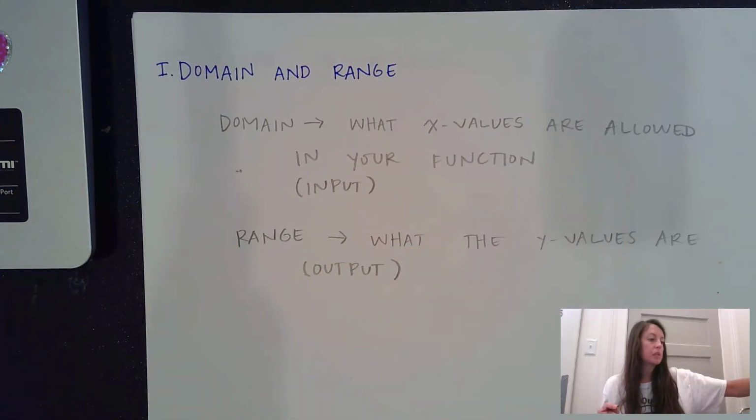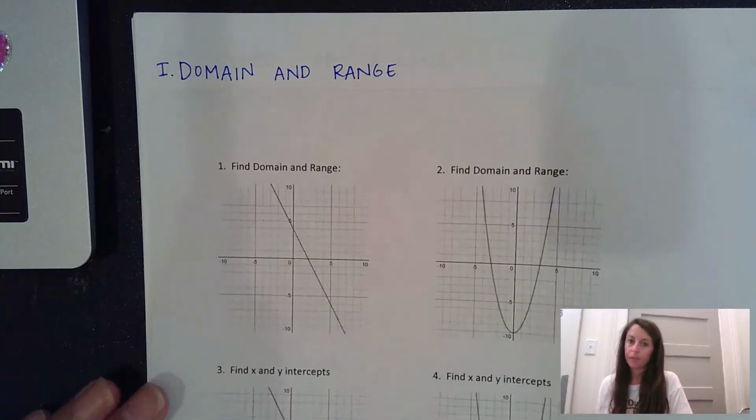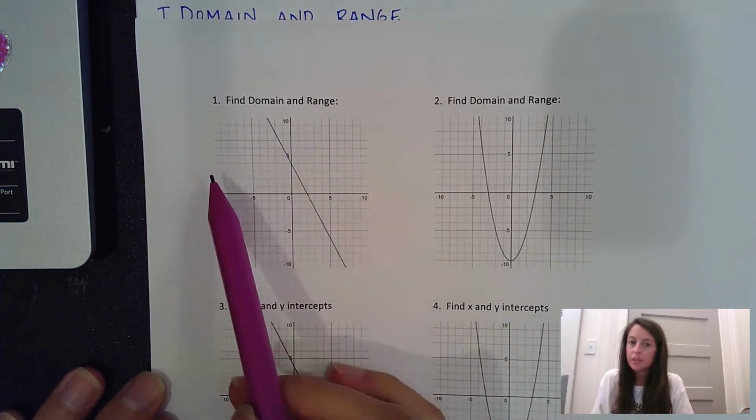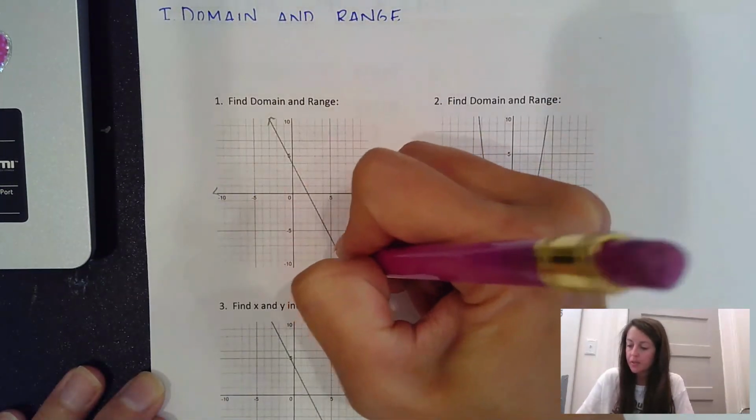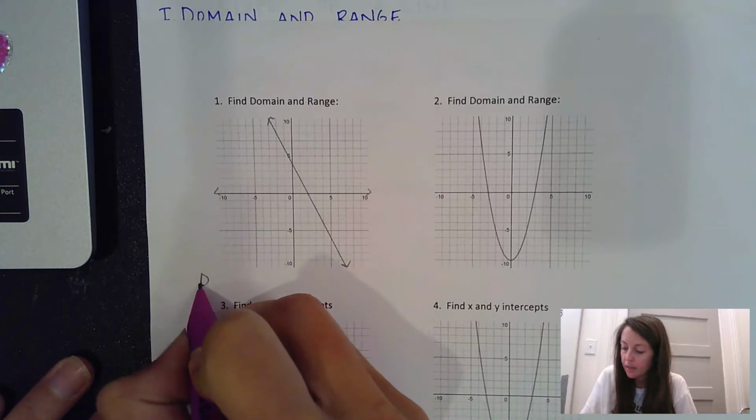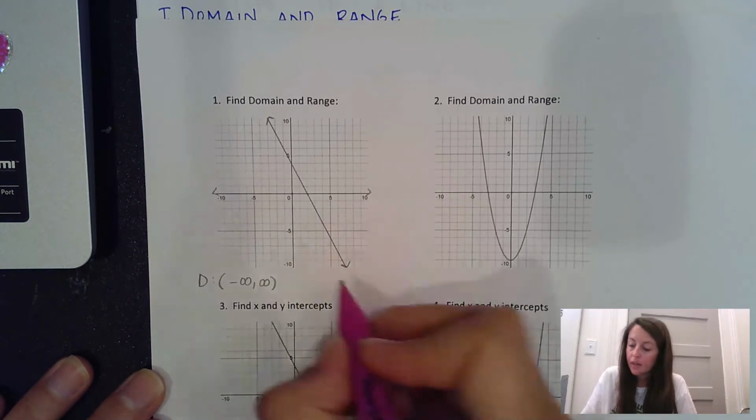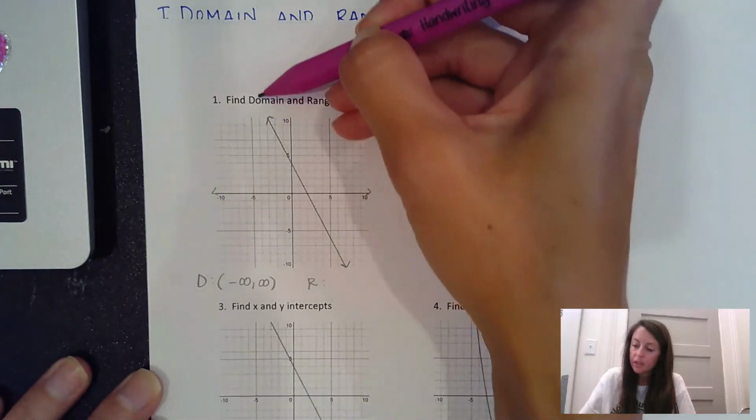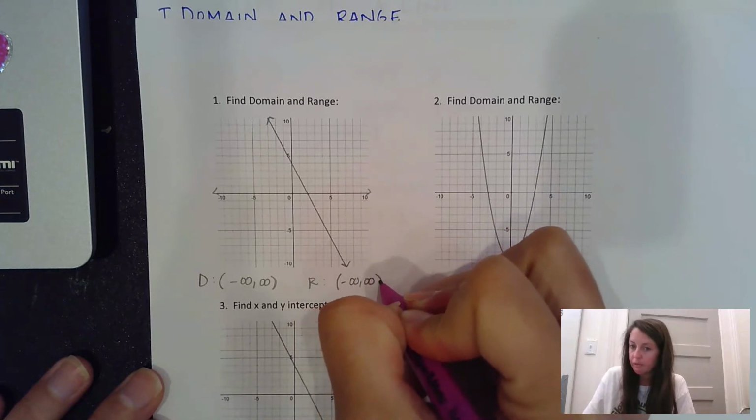Okay, so I want us to look at these graphs here. I want us to look at the domain and the range. So this domain here, if I'm looking at the x-axis, it's a linear graph, so it's going to continue to go in both directions. So the domain here is going to be all real numbers, negative infinity to infinity. And the range, on the y-axis, it's going to continue to go in the negative direction and continue to go up in the positive direction. So the range is also going to be negative infinity to infinity.